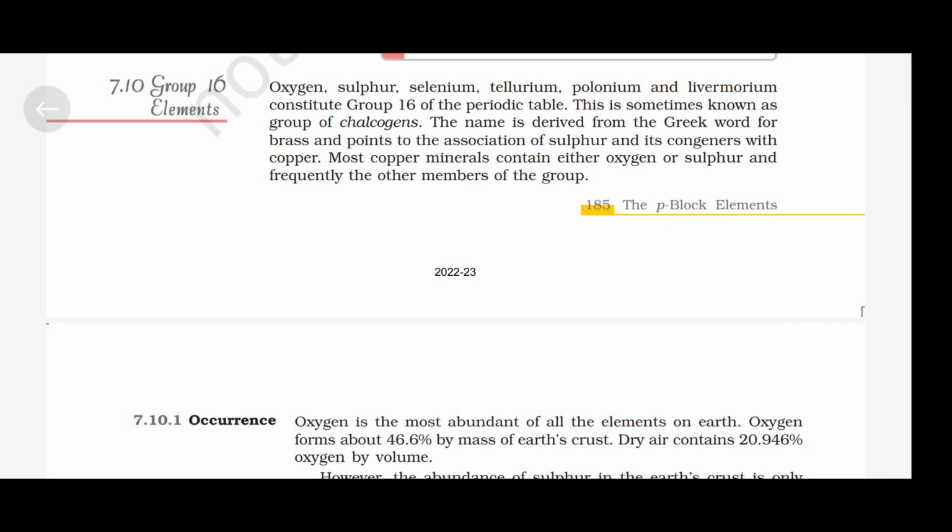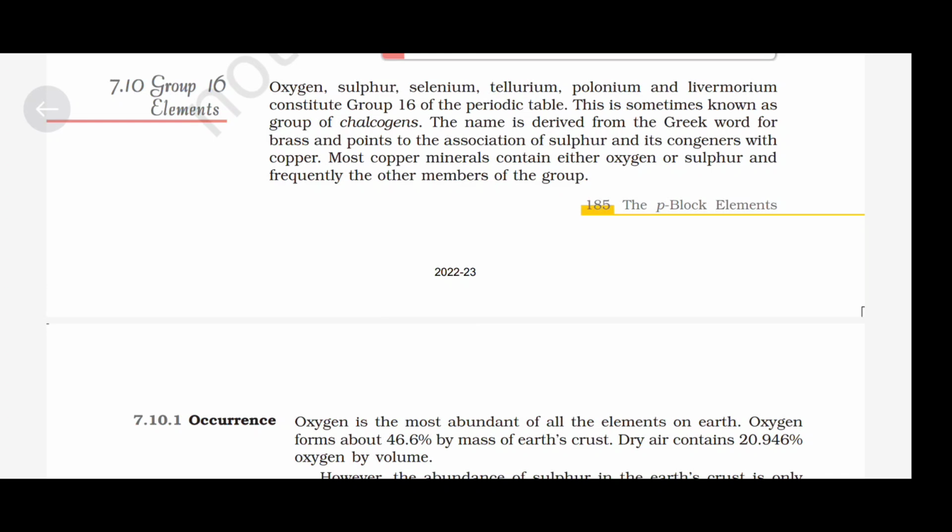So, hello everyone. The topic that we are going to discuss today is the p-block elements, and we are continuing with group 16 elements. We have already completed group 13, group 14, and group 15. If you haven't gone through the video yet, you can watch the video and listen to the audio. So, without wasting any time, let's start group 16 elements.